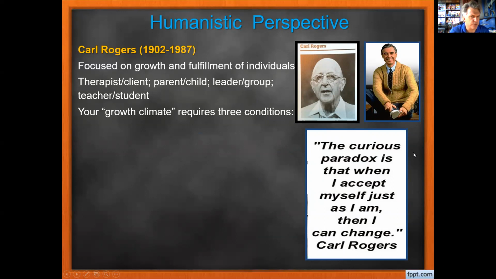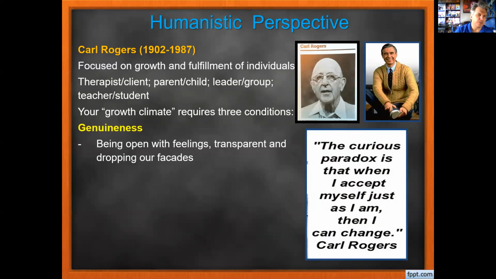But Carl Rogers, all of it is about growth, fulfillment, the individual, and it's all about building a relationship, whether it's parent-child, leader-group, teacher-student, therapist-client, whatever. But you've got to have a climate of growth in order for that to happen. I can't grow seeds if there is no sunlight. So I've got to have an ability to grow this stuff. And in order to do this, the therapist with their client has to have three main factors. And this is the same thing with a parent and a child, a leader and a group, and a teacher and a student. First off, you've got to be genuine.